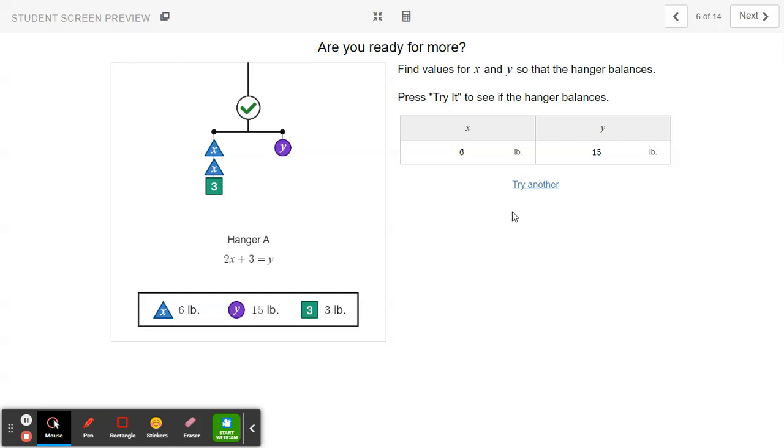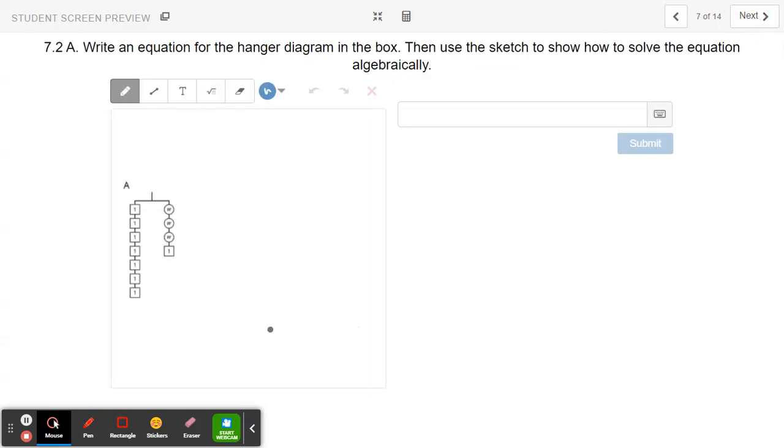All right. Very good. So there's lots of different values we could use. So now we've got one, and I know this one might be a little hard to see, but it says write an equation for the hanger diagram in the box, then use the sketch to show how to solve the equation algebraically. So again, one side of the hanger is equal to the other side, right?